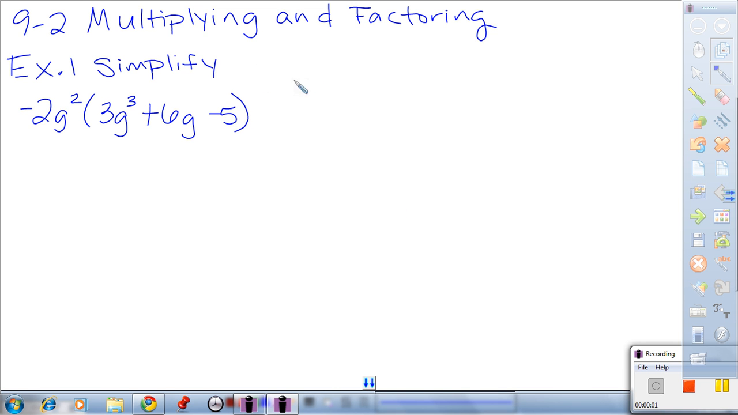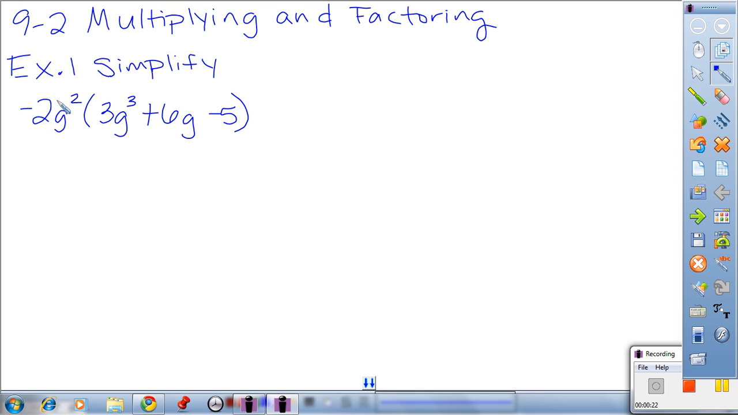This is lesson 9-2, multiplying and factoring. In example 1, we need to multiply a monomial and a trinomial. A monomial, I hope you remember, is one term, and a trinomial means 3 terms. So in order to multiply these together, all we need to do is distribute.